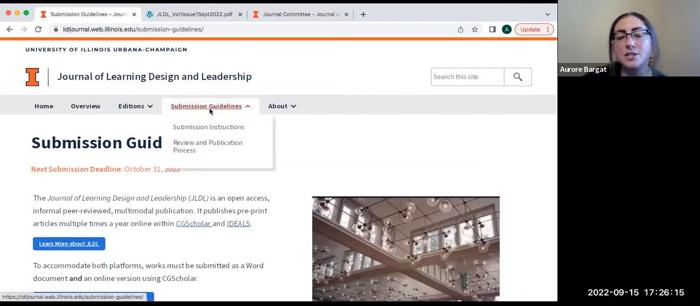In the submission guidelines tab, you can find submission instructions, and you can also learn more about the review and the publication process. So really feel free to dig into that. Take the time to see how things are organized and how we're making sure that the articles you submit are peer reviewed and are the best quality possible for the journal. So make sure you take some time before you submit so that you have all the chances on your side.